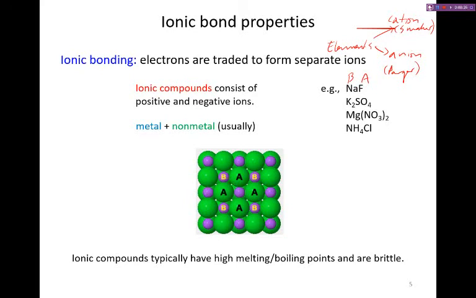Some properties that you need to understand are that ionic compounds have very, very strong bonds. Therefore, they have very high melting and boiling points, and they're very brittle. Table salt, for example, is an ionic compound. It's going to be solid at room temperature, and it melts at well above room temperature.